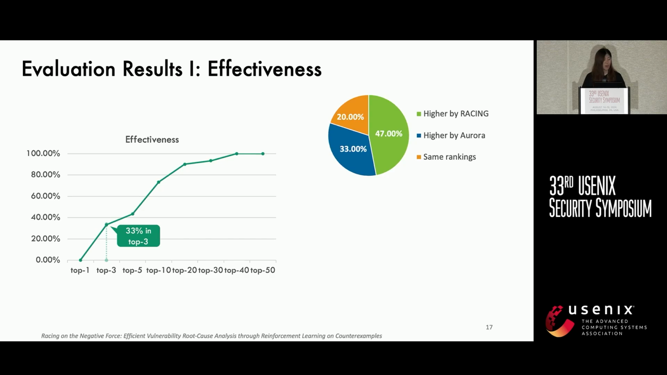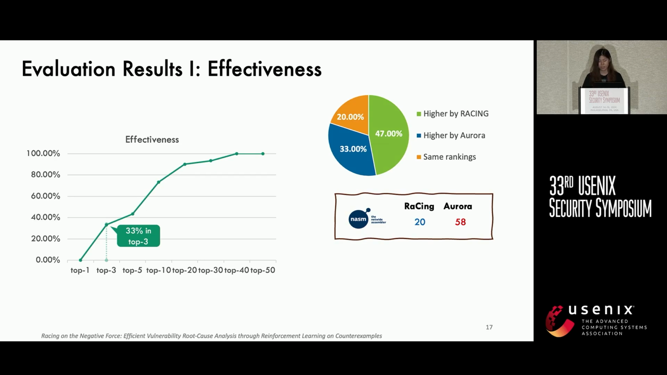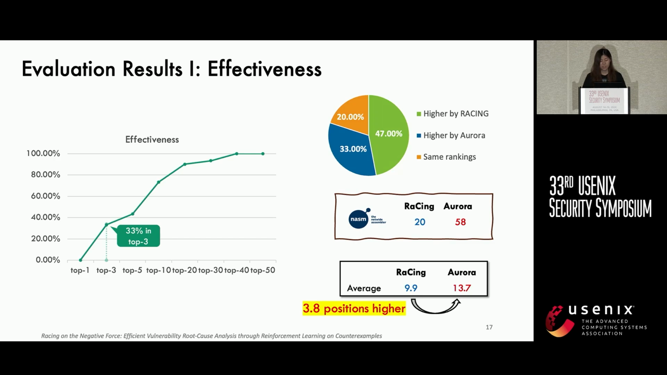When compared to the current state-of-the-art, Aurora, RACING delivered comparable ranking results, with 2/3 of the root causes achieving non-worse ranking and 47% achieving even higher ranking. As an example, a vulnerability in NASM was ranked 20th by RACING, while Aurora only ranked it at 58th. On average, RACING ranked root cause 4 places higher than Aurora, suggesting that RACING can save more time for human experts in RCA than Aurora did.